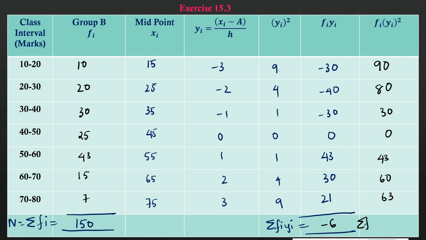I can find out the value of summation fi yi whole square, which is going to be equal to 90 plus 80 is 170, 200, 243, 303, plus 63, 366. This is the value of summation of fiyi square.